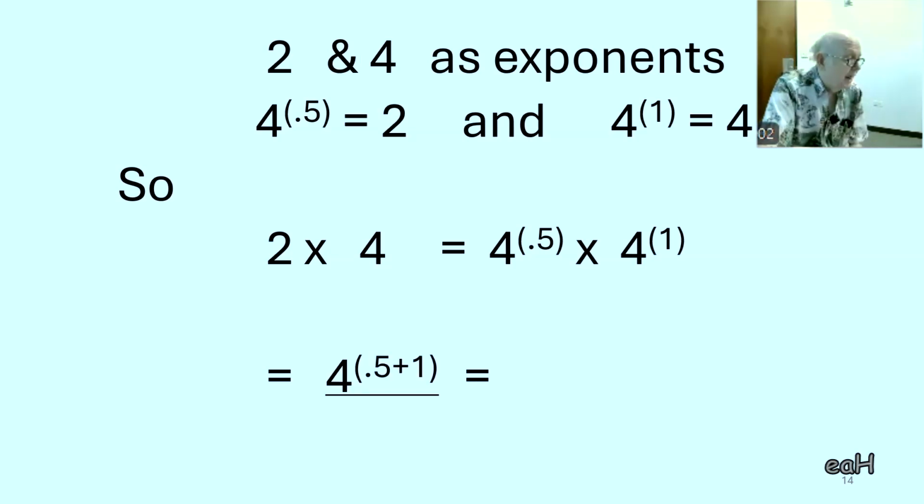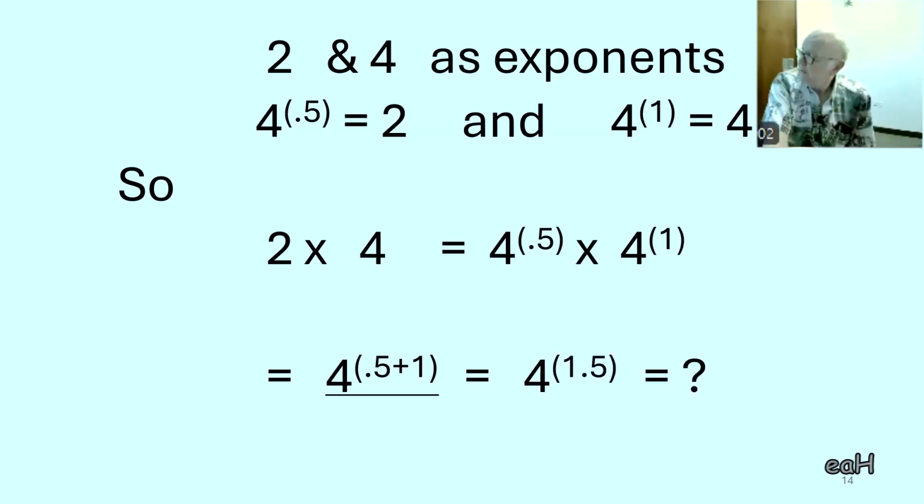So if we write 2 times 4 with the exponents, we get 4 to the 0.5 times 4 to the 1. And then down here we add them: 0.5 plus 1 equals 4 to the 1.5. And so guess what that equals? 8. I did have to check this on my Excel just to make sure that 4 to the 1.5 is actually 8. And of course it is. You could call this base 4.